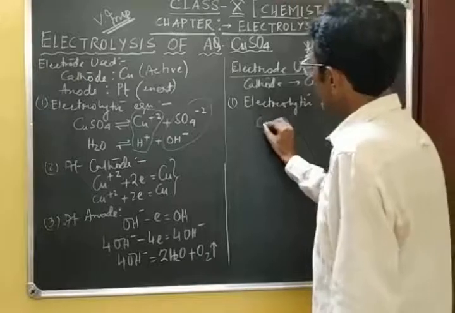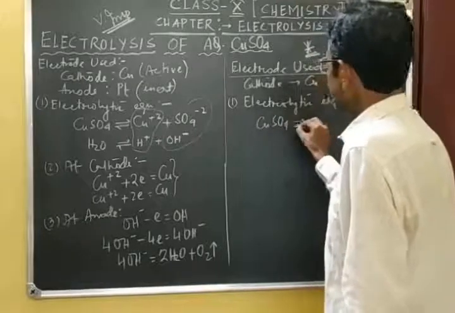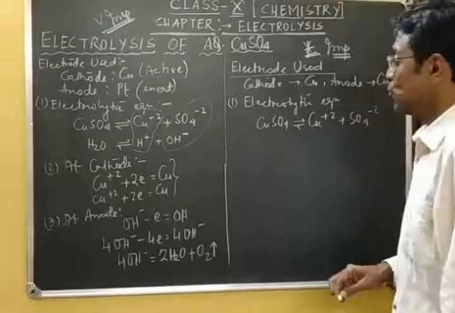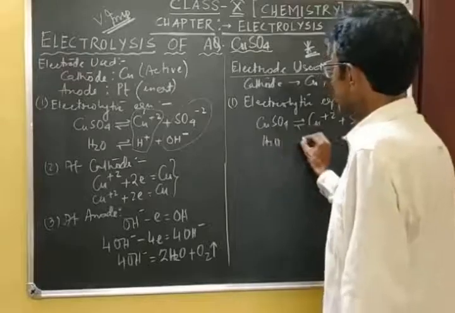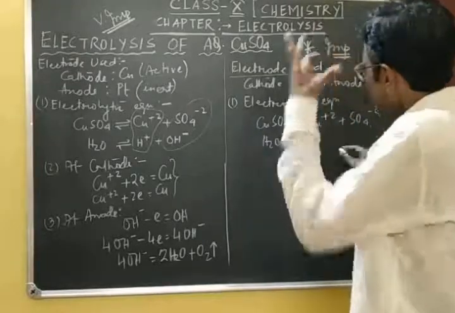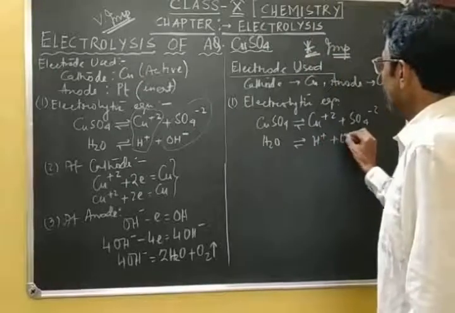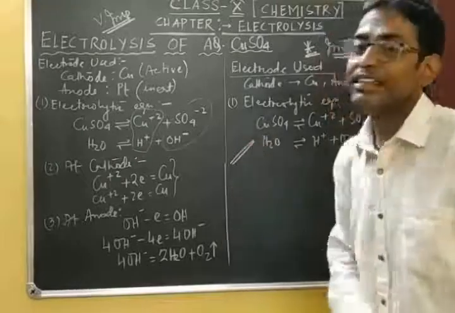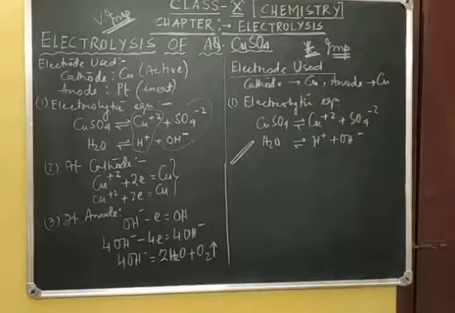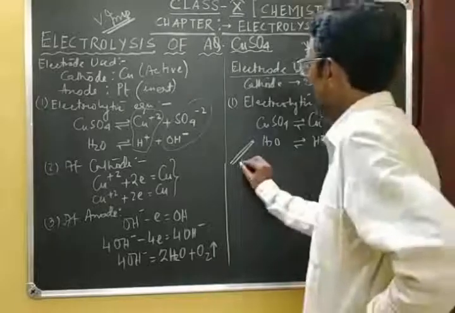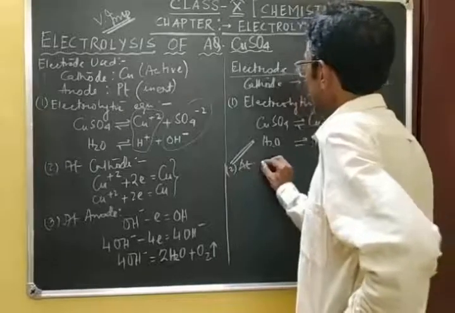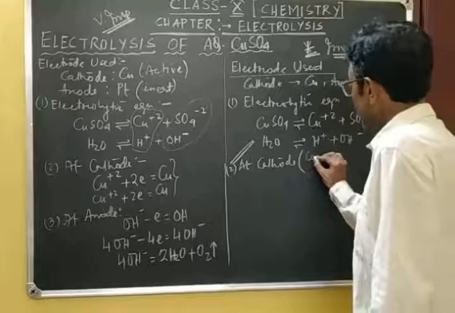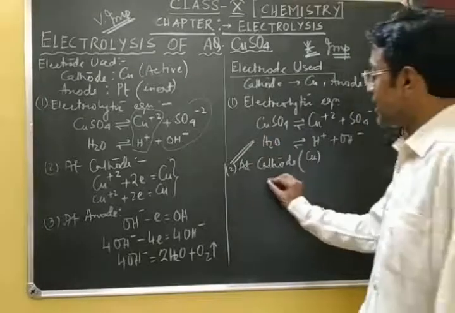What is the equation? Copper sulfate dissociates into Cu+2 and SO4-2, and H2O dissociates into H+ and OH-. Up to this it is the same, but remember, from here a little bit of difference will be there. So you should write it like this. At cathode, number 2. At cathode, when the cathode is copper, then remember the same reaction will take place.